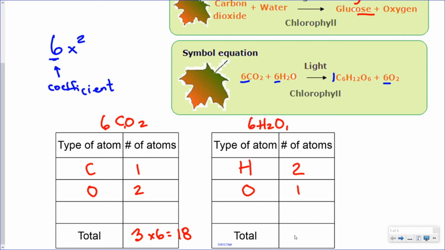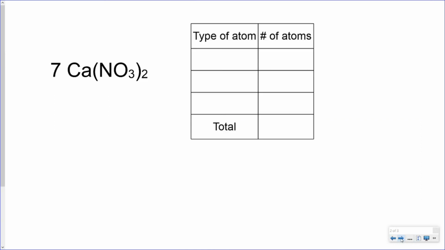oxygen. 1 plus 2 is 3, and this coefficient, let's change it up actually, so it's not the exact same as last time. Let's give this a coefficient of 10. So let's say we have 10 H2O. So what do we do down here? Well, if each H2O molecule has 3 atoms, if we have 10 of them, all we do is multiply by 10 for a total of 30. Pretty simple. Let's do one more example.